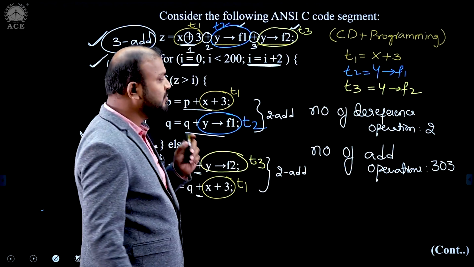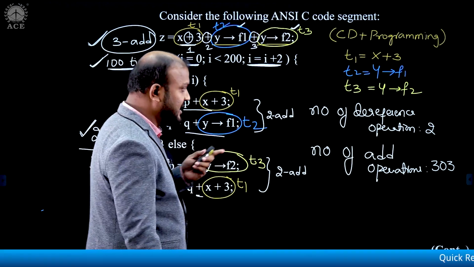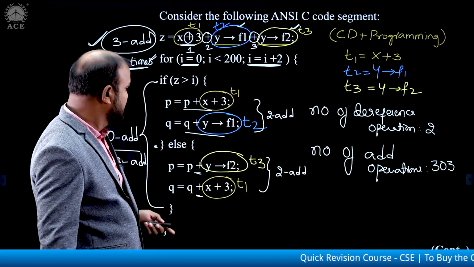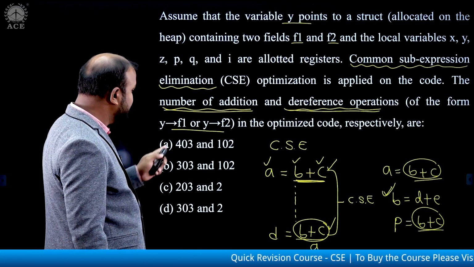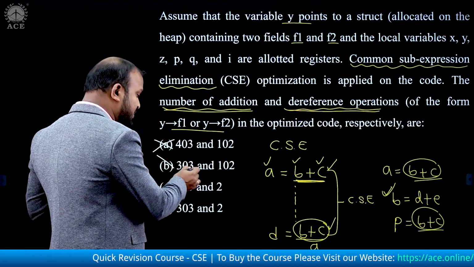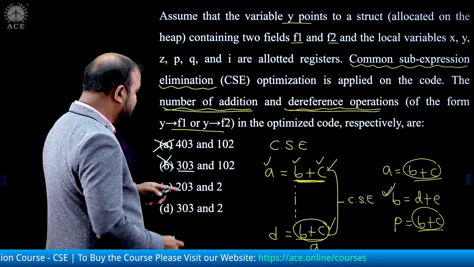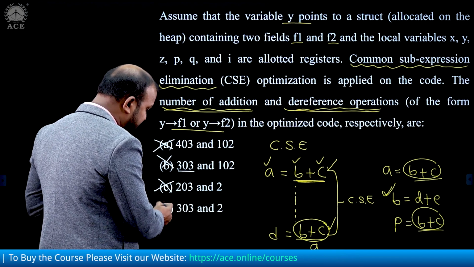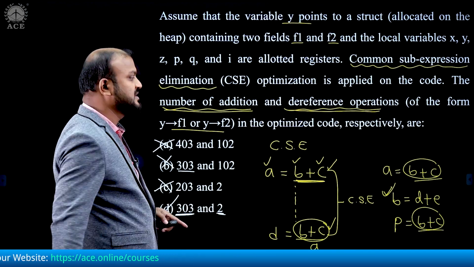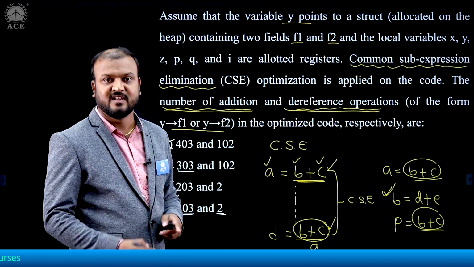The question is the number of add operations and number of dereference operations respectively. The number of add operations is 303, dereference operations are 2. Now, option A given is 403, 102, wrong. 303 is true for add operations, but 102 is wrong for dereference operations. 203 is wrong. 303 and 2 is correct. 303 add operations and 2 dereference operations. So the answer for this question is option D. Thank you.